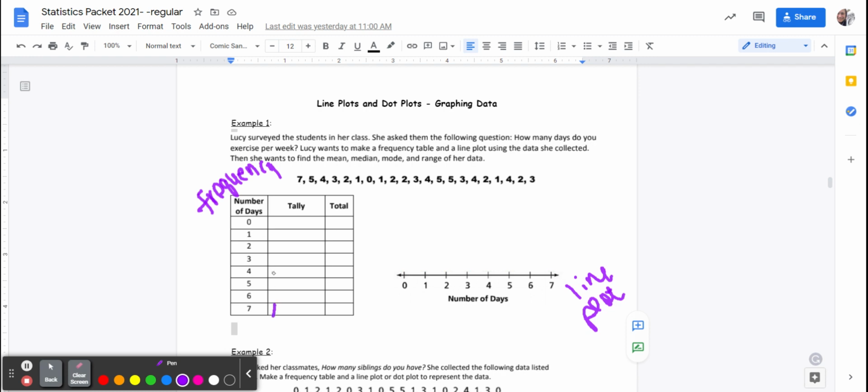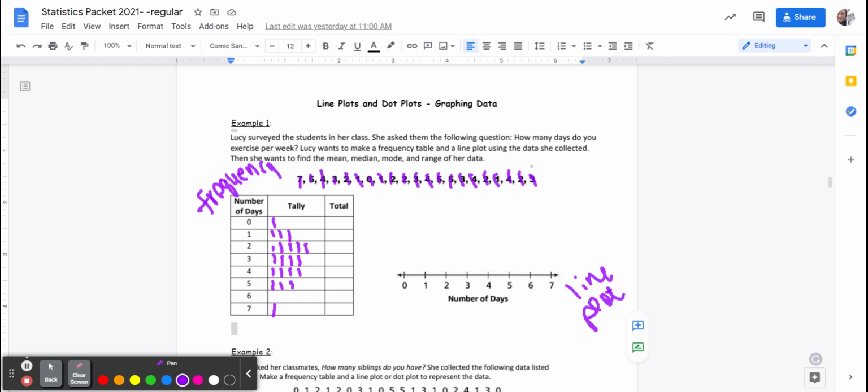So I got a 7, and I have a 5, and I have a 4. I'm going to keep going until I complete the tally marks. You can pause and get caught up and make your tally marks.